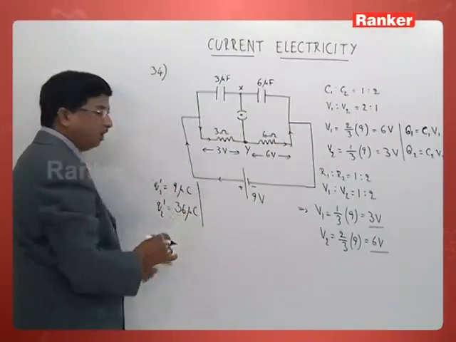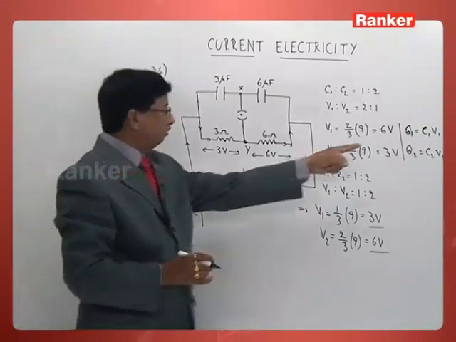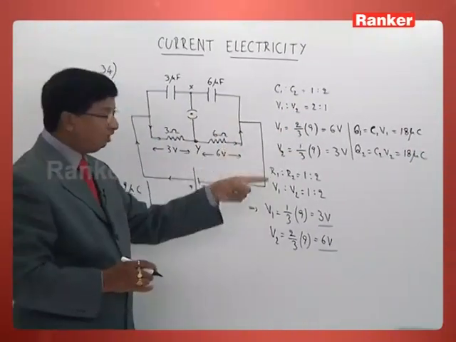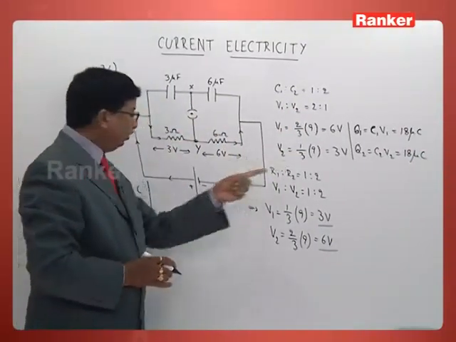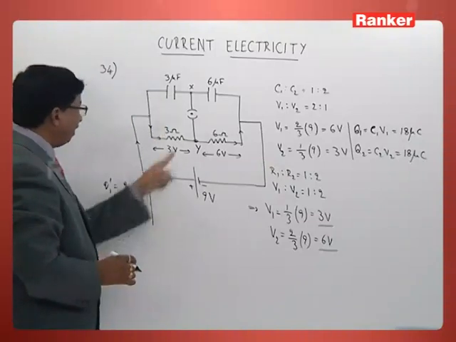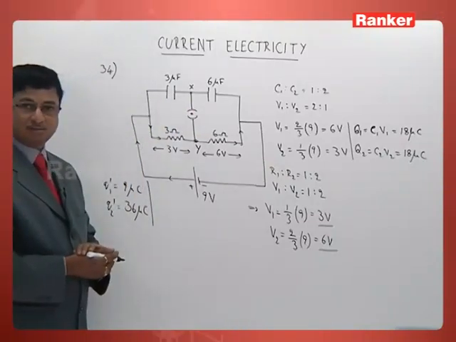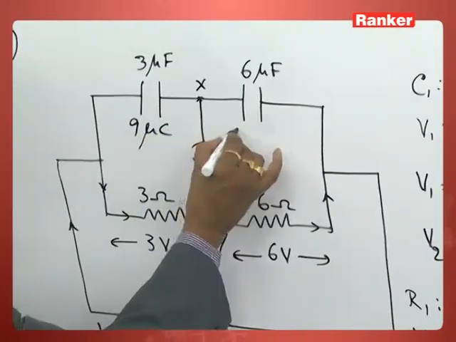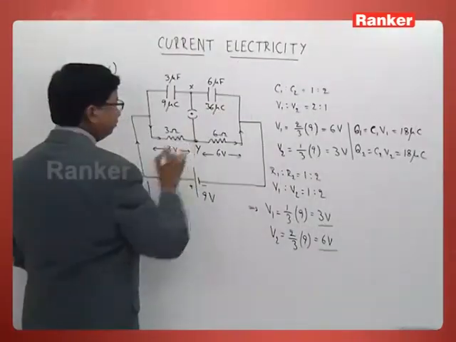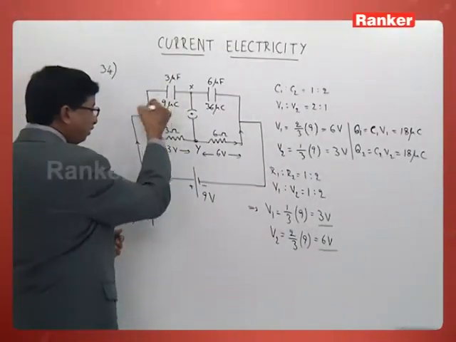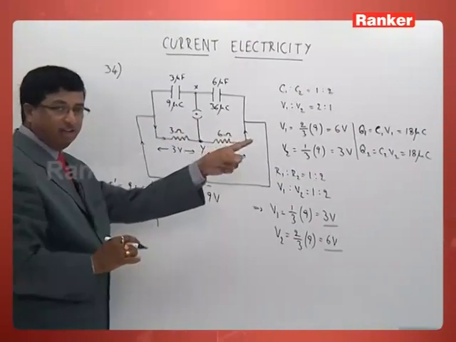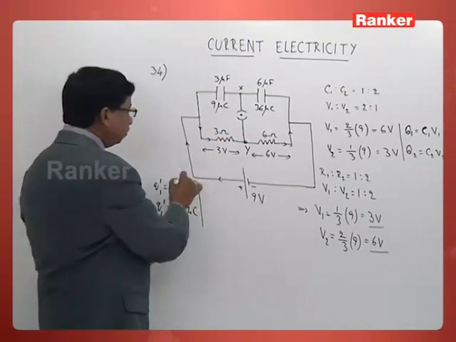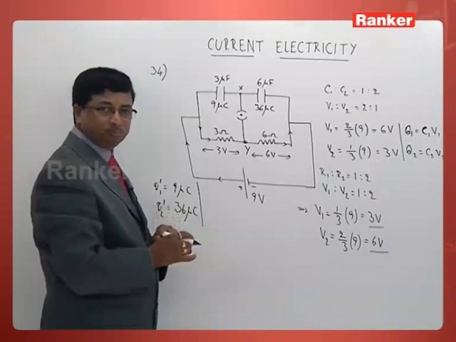Now just observe and compare these two values with the earlier values. How much was it supposed to be earlier when it was open? 18 and 18. Now it has become 9 here and 36 there. Very simple. Look, it is now becoming 9. This is now becoming 36. That means how much has already gone from this one? It was earlier 18. Now it is 9. So how much has gone over there? 9 microcoulomb has gone out of this one now.